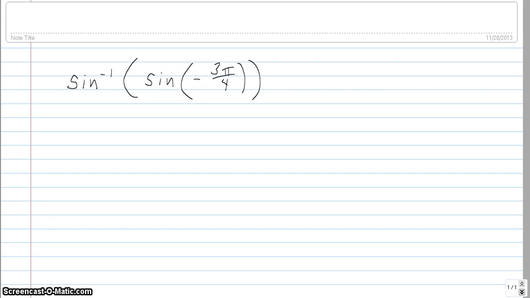Okay, so in this video we're going to do the computation that's on the screen, and I think the easiest place to start is to try to compute the value inside the parentheses, which is the sine of minus 3 pi over 4.